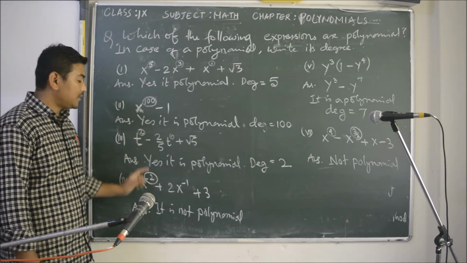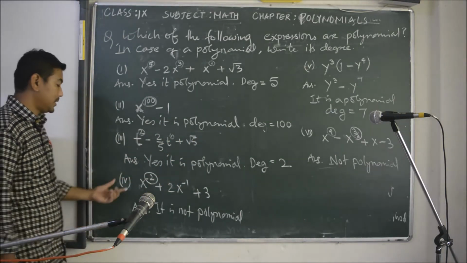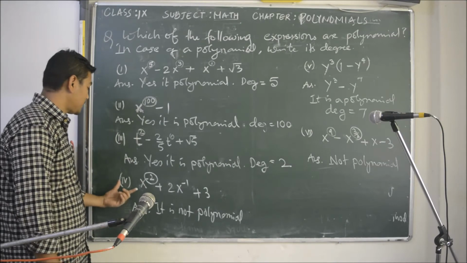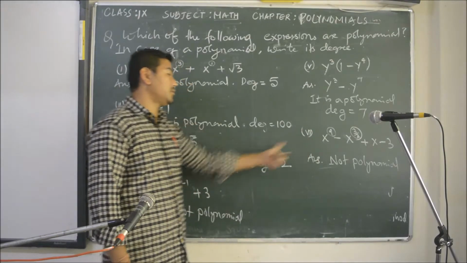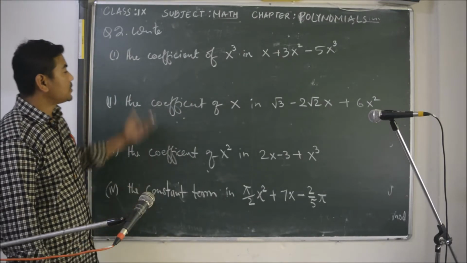If the power of variable is a negative number or a fraction, then it is not regarded as a polynomial, like in this one, 4 and 7. So these two are not polynomials. Okay, let's come to the second type of questions.